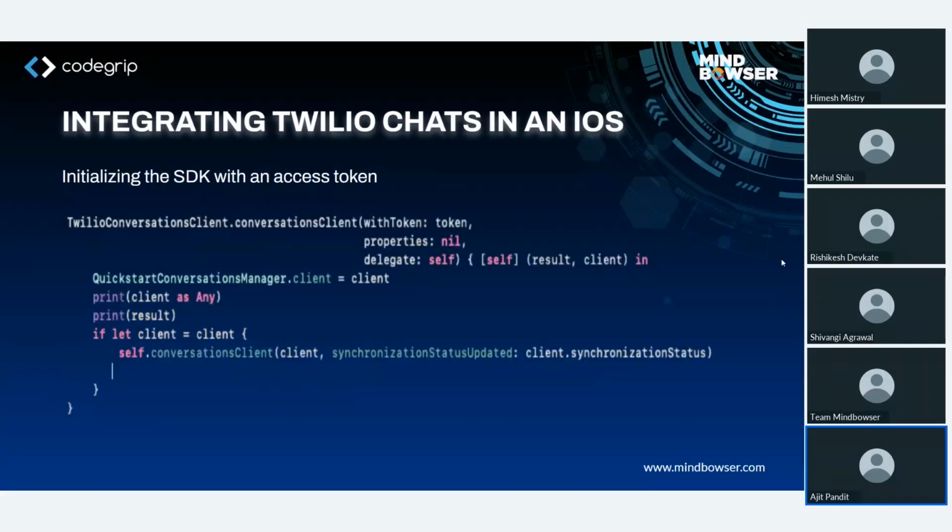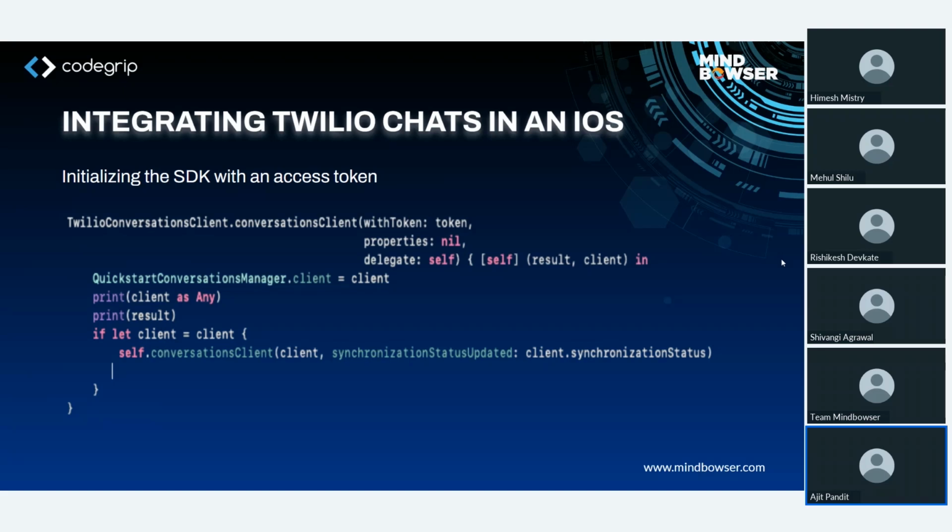Next, we will discuss initializing the SDK with an access token. To initialize the Twilio Conversation SDK with an access token, you need to perform the following steps. First, you will need to generate an access token from the Twilio console. This can be done by navigating to the programmable chat section of the console, clicking on the Create API key button and selecting the appropriate chat service. Once you have generated your access token, you can pass it to the Twilio Conversation SDK when initializing it.